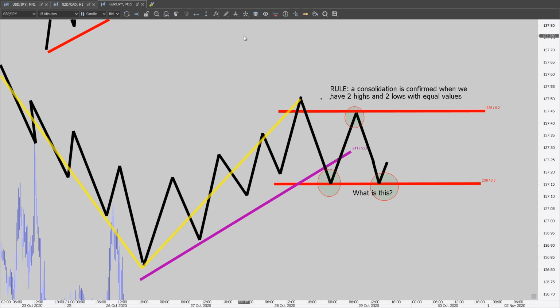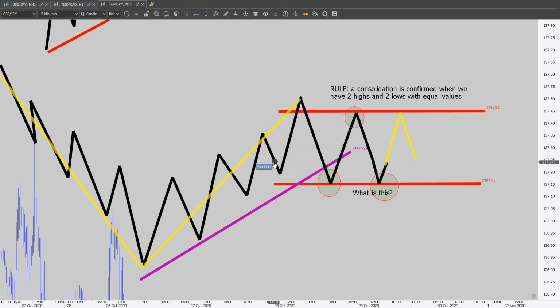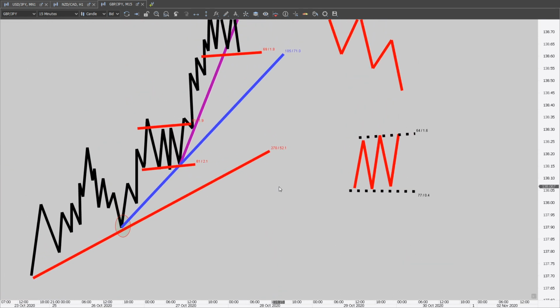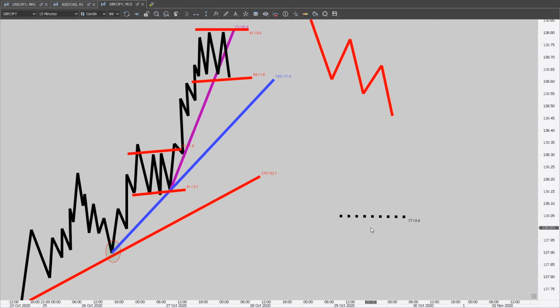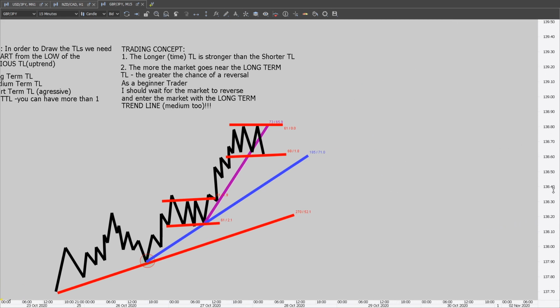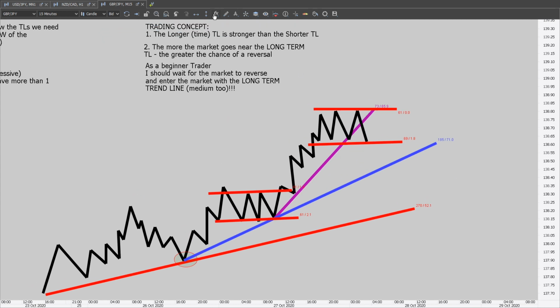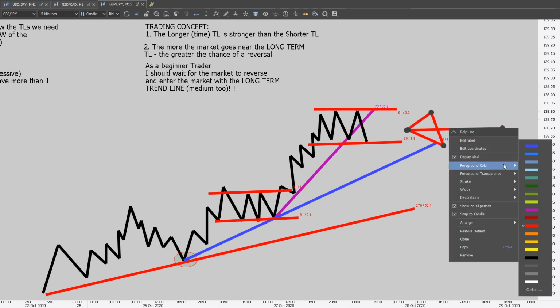But we clarified that in order to be confirmed, we need a minimum of 2 highs and 2 lows at equal values. So now let's talk about the probabilities of trading, and hopefully you are going to acquire this mindset, everybody. Some of you said yesterday, oh, can we short the market? Should we short the market? Now look at the trend line, and let's have a friendly talk, everybody.